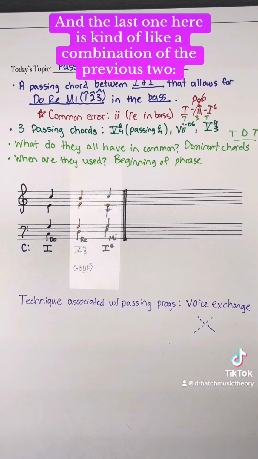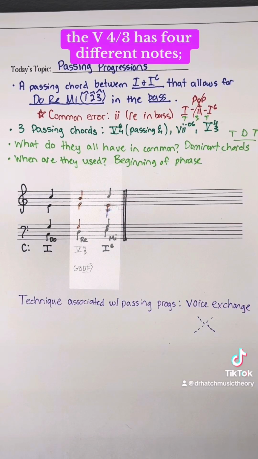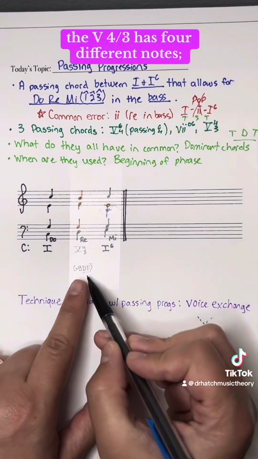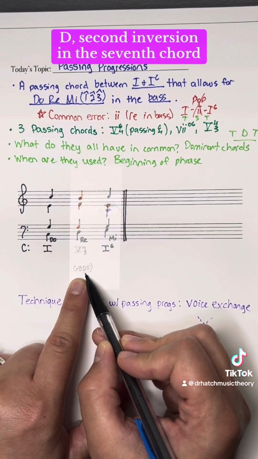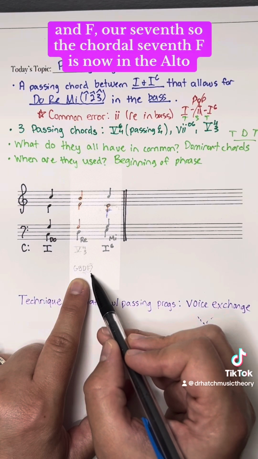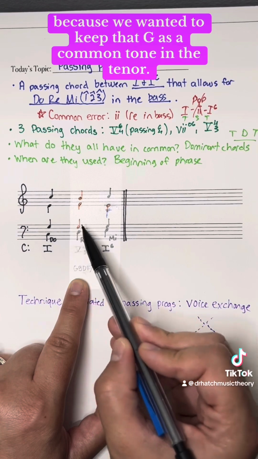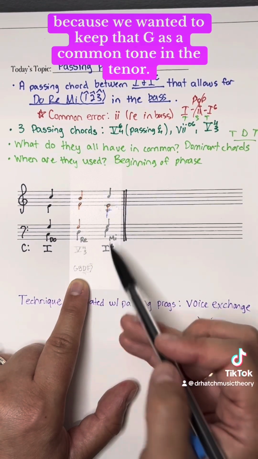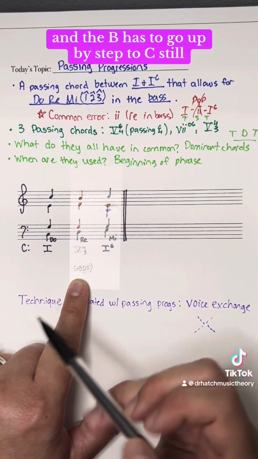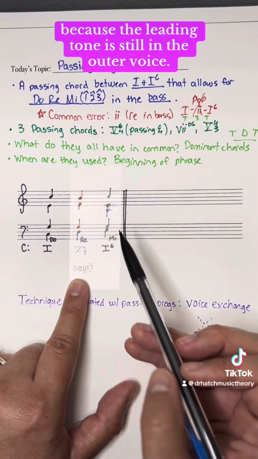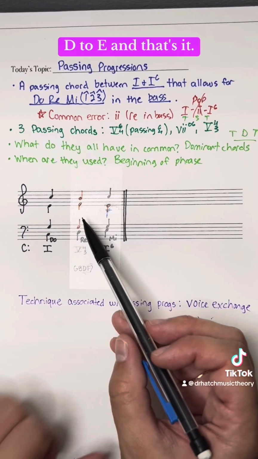And the last one here is kind of like a combination of the previous two, the 5, 6, 4 and the 7 diminished 6. The 5, 4, 3 has 4 different notes. This time we have that 7th on the 5 chord, so G, B, D, F. D, second inversion in the 7th chord, and F is the 7th. So the chordal 7th F is now in the alto because we wanted to keep that G as a common tone in the tenor. The F has to resolve down by step to E, and the B has to go up by step to C still because the leading tone is still in the outer voice. D is already written for you, D to E, and that's it.